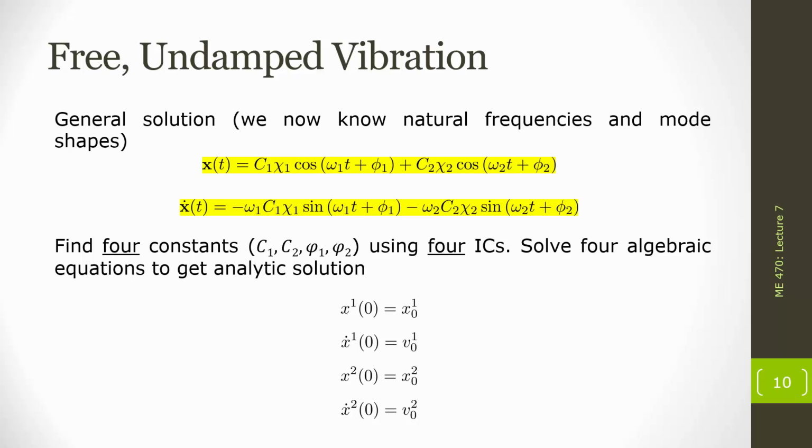So once we have solved these, we can figure out C1 and C2, phi1 and phi2, and then we have our complete closed form solutions for the position, and if we need it, the velocity as well.